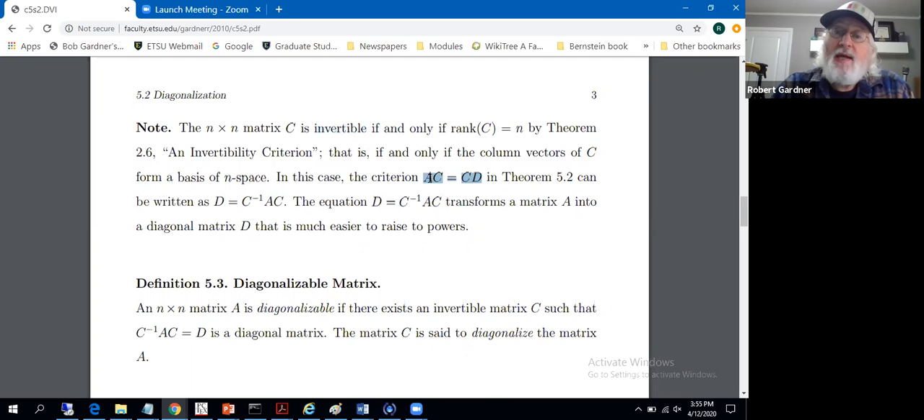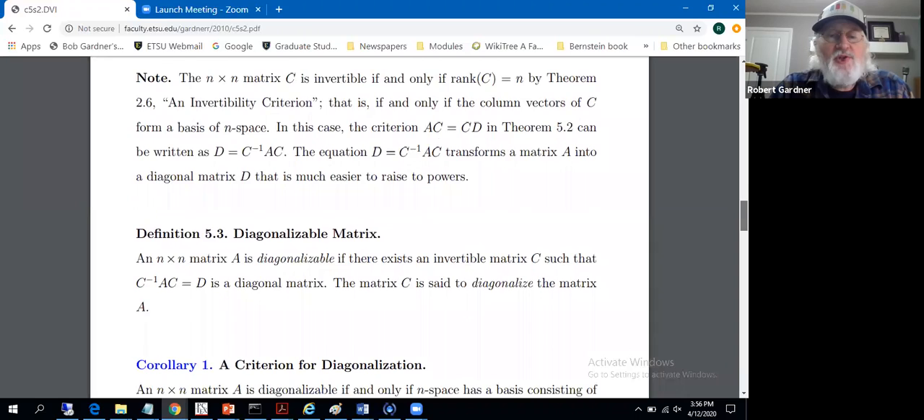This is the real goal. AC equals CD. We can take that equation and write it as D equals C inverse AC. So solve for D, multiply both sides by C inverse on the left. The way they word it is this equation transforms matrix A into a diagonal matrix D, along with some extra decoration. You've got this C and C inverse on there. They claim it's easy to raise this thing to powers. And that's ultimately what we wanted to do. That's how we motivated this stuff.